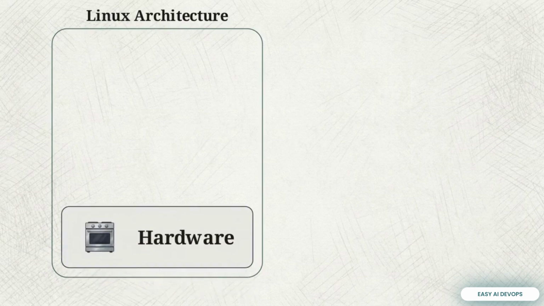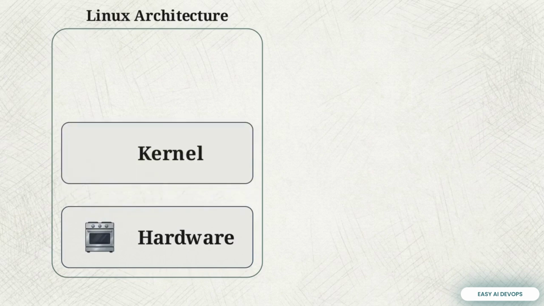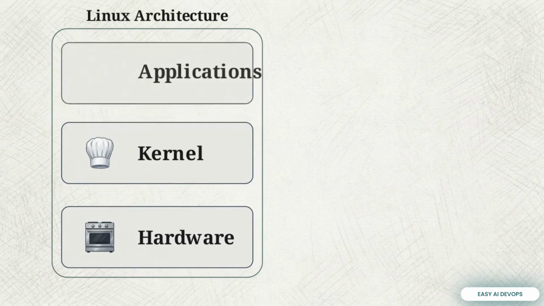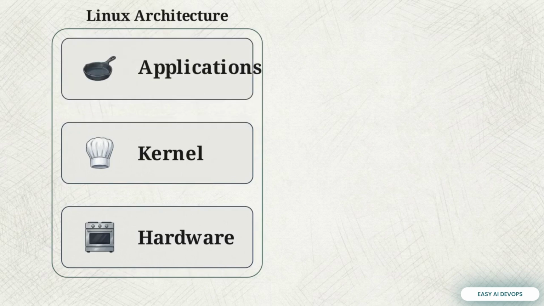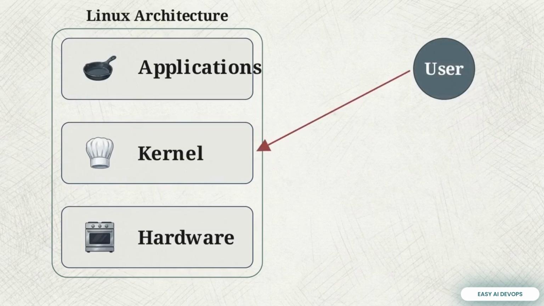At the very bottom is the physical hardware, your ovens, prep tables, and refrigerators. Right above that sits the kernel. You can think of the kernel as the head chef, deciding exactly how much power and space each task gets. On top of the kernel, we have the applications. These are your line cooks, actively putting the meals together.